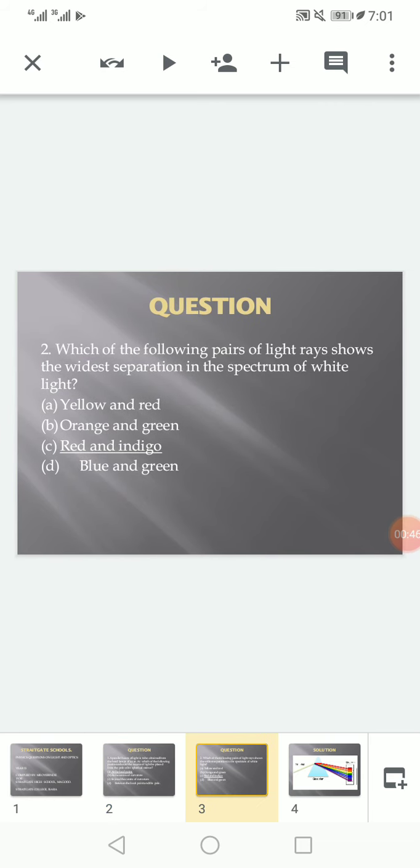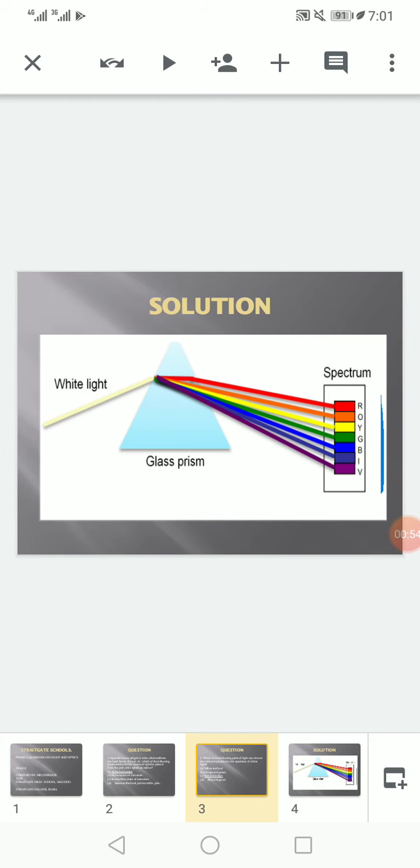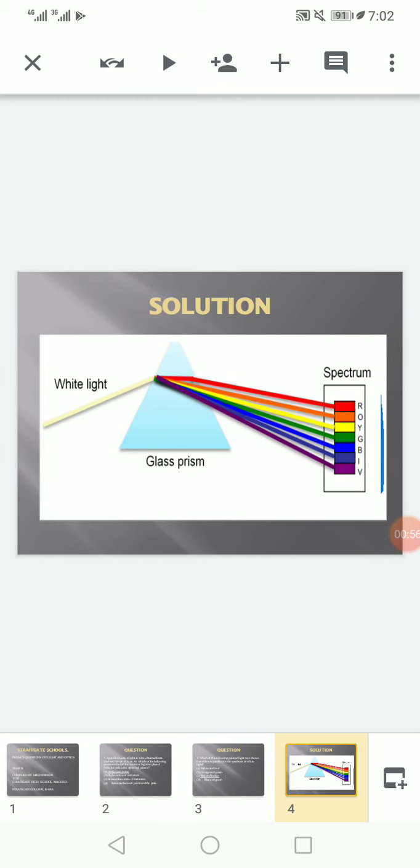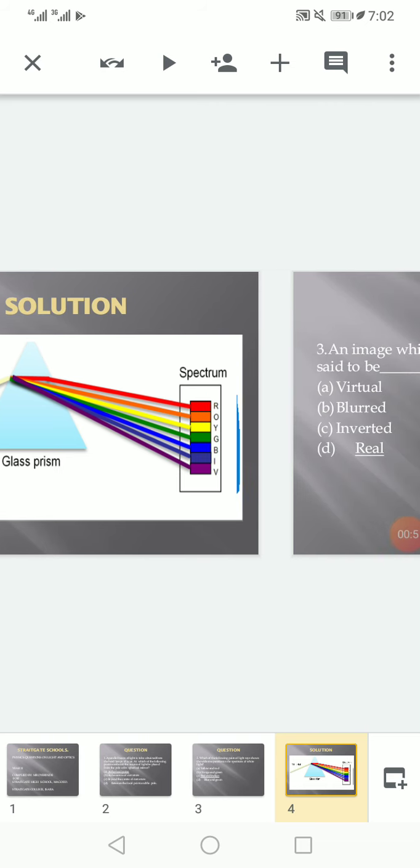Number 2, which of the following pairs of light rays show the widest separation in the spectrum of white light? The answer is C, that is red and indigo. And I've added another diagram to explain this better.